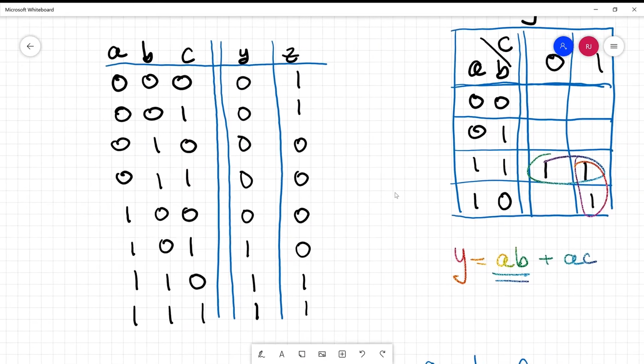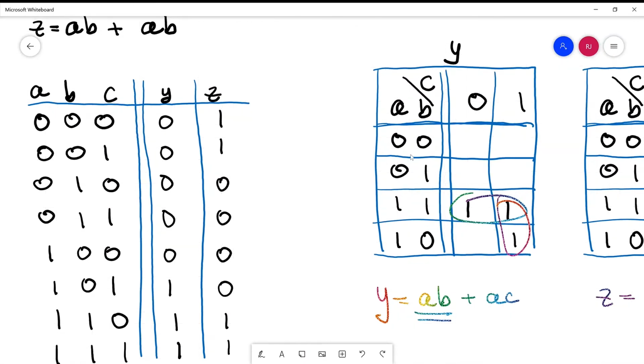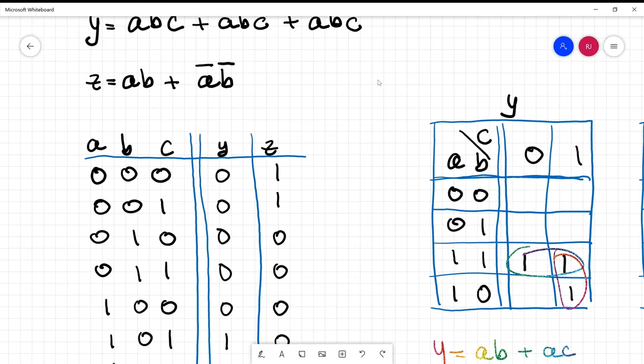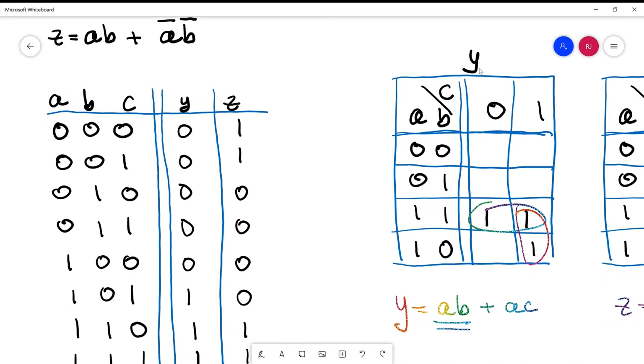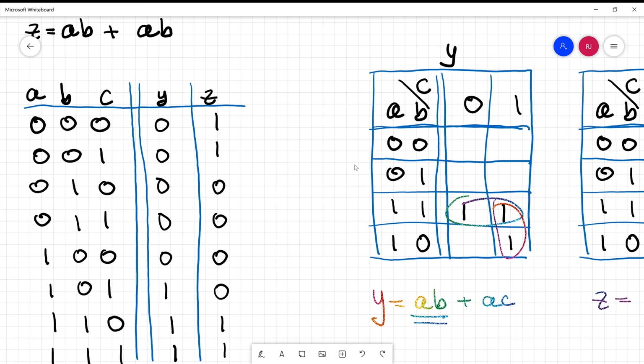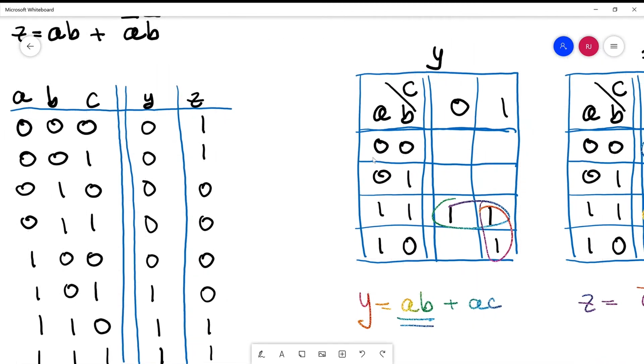For Y, the Karnaugh map looks like what we have here. We have A and B as the rows going down, and then the input C going horizontally from left to right. Remember for Karnaugh maps, the special trick that makes them work is that the inputs are listed sequentially in Gray code order, meaning that only one input changes at a time. So you go from 0, 0 to 0, 1, 1, 1, and 1, 0.